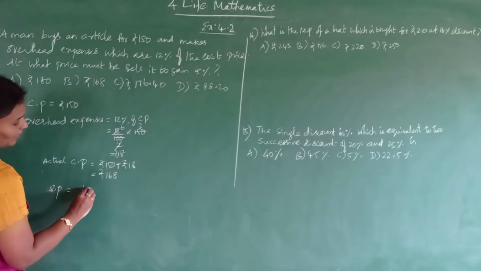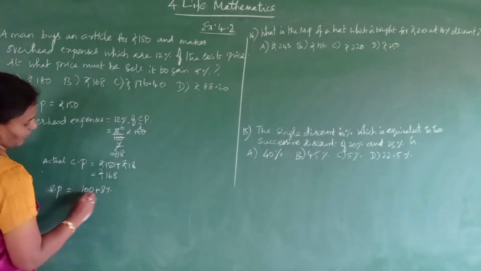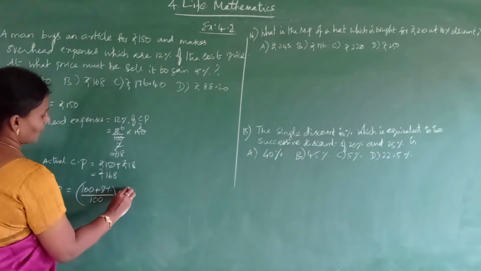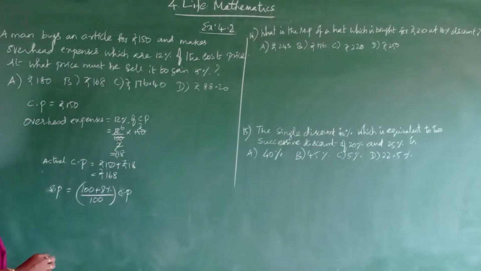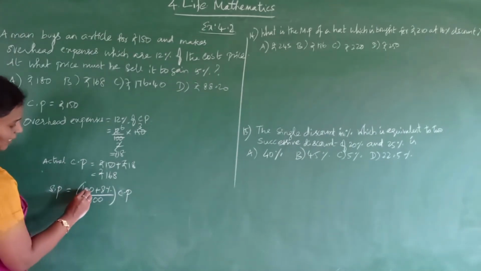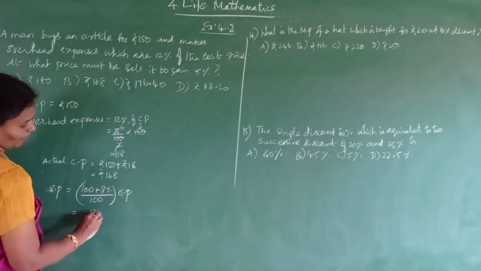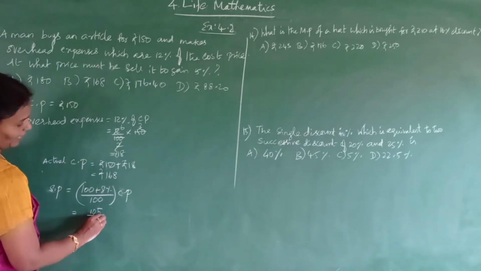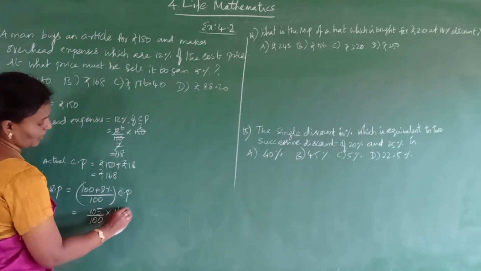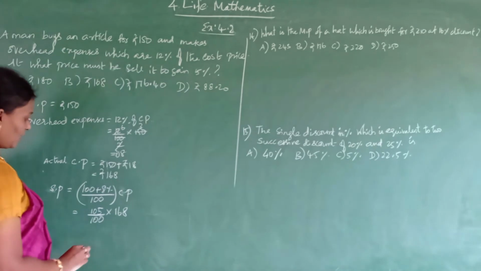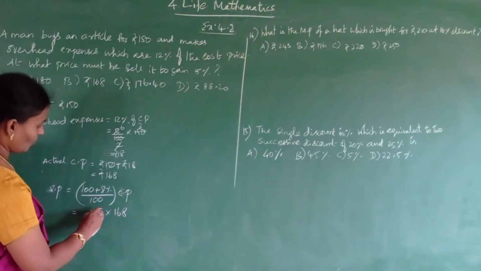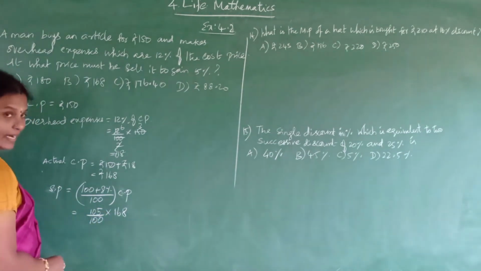So that is (100 plus gain percentage) by 100 of CP, cost price. What is your gain percentage? 5%. So 100 plus 5% is 105. 105 by 100 into the actual CP, which is 168. Now here we cancel the fifth, we multiply these two, then we divide by 100.